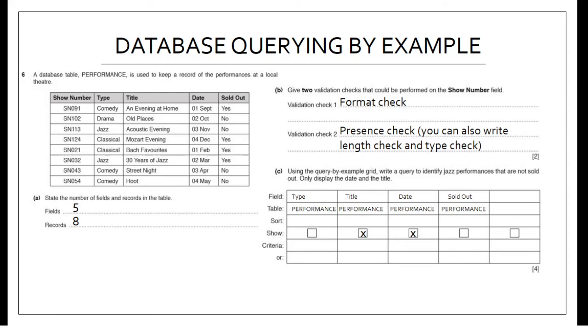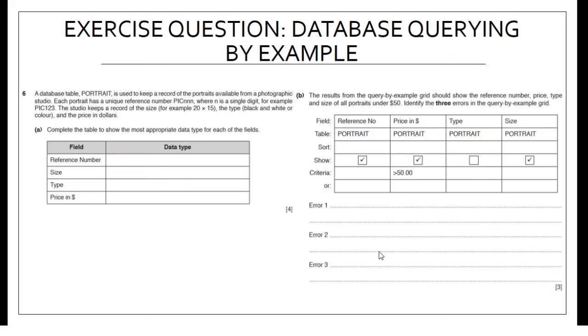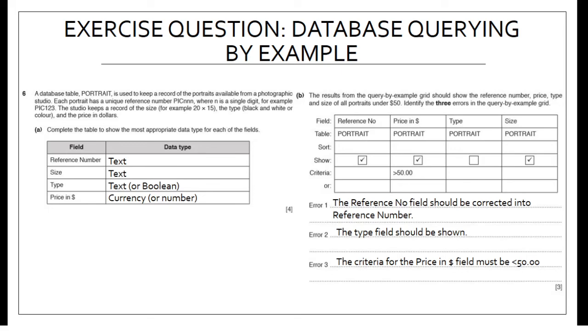For the criteria, we are asked to identify jazz performances that are not yet sold out. Under the type column, we write jazz for the criteria. We are also asked to find tickets that are not sold out. Under the sold out column, we write no for the criteria. And that's it. Exercise question. Pause the video and try to solve the question by yourself. Your answer should be similar to this.